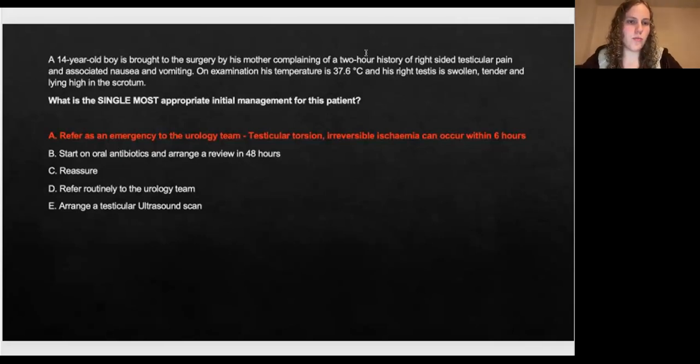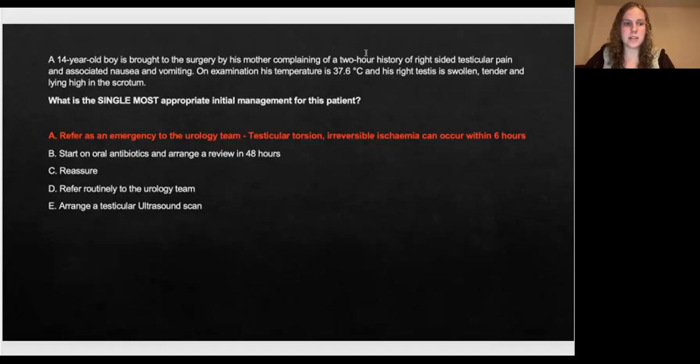And then the management is, it has to be referred as an emergency to urology, or the testicle could become ischemic and die, and then it needs to be removed as well. And that can occur within as quickly as 6 hours. So it's really, really urgent that it gets seen, and it's better to take the risk and refer to the urology team. And what they will do is an exploration of the testicle and an orchidopexy, which is when you tie the testicle down.